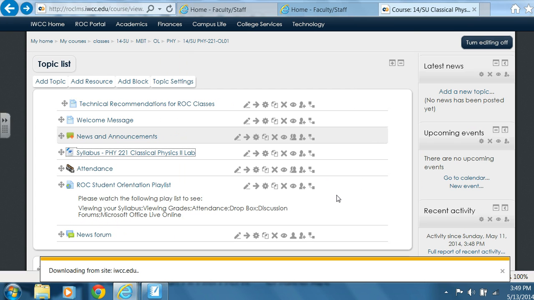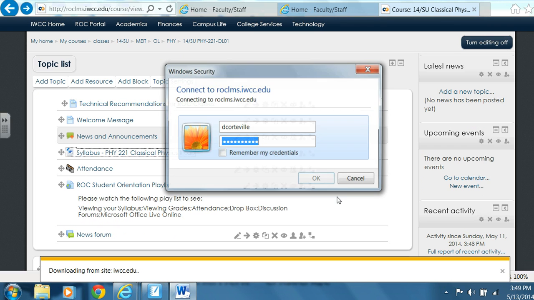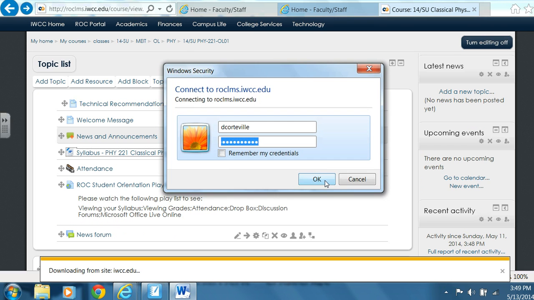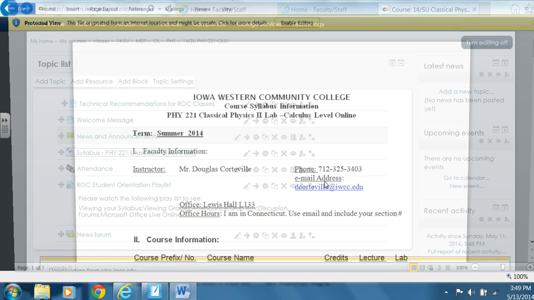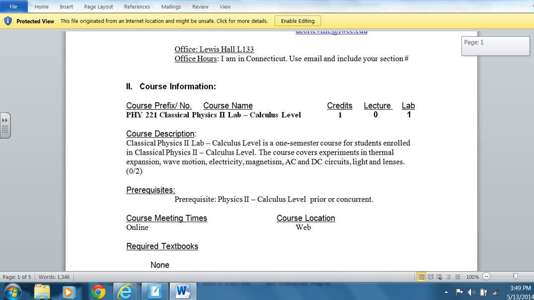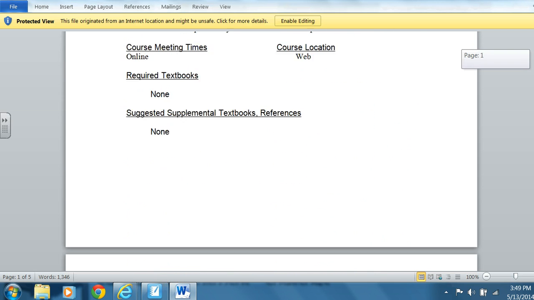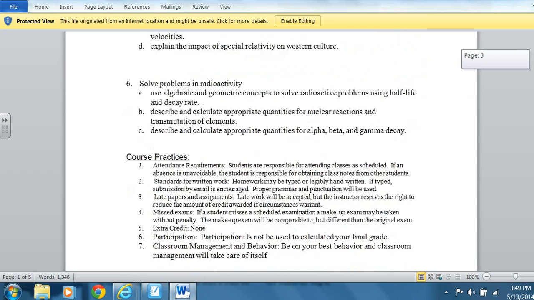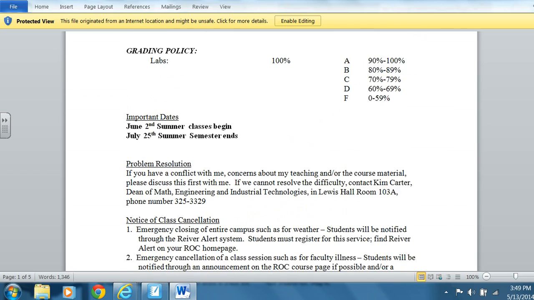The lab is a 1-credit class. It's separate from the 4-credit class, but you need both in general. So 1 credit, that's all you get. And this is a web class. It has learning objectives. It has a grading scale. So 100% of your grade is based on your lab.